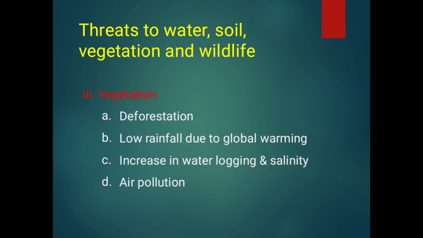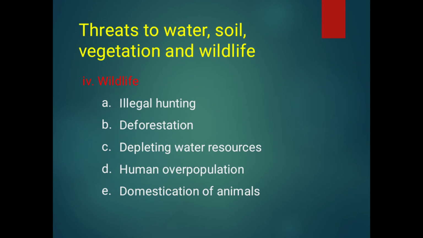The overall temperature of the earth is increasing, and of course when the rainfall is not there, it is very unlikely to have any vegetation. Increase in waterlogging and salinity is one of the most notorious problems which we are talking about again and again. Air pollution also has bad effects on the vegetation, especially the various poisonous gases added to the atmosphere, which have negative effects on the life of the various vegetables. Similarly, like the human beings, the wildlife is also suffering.